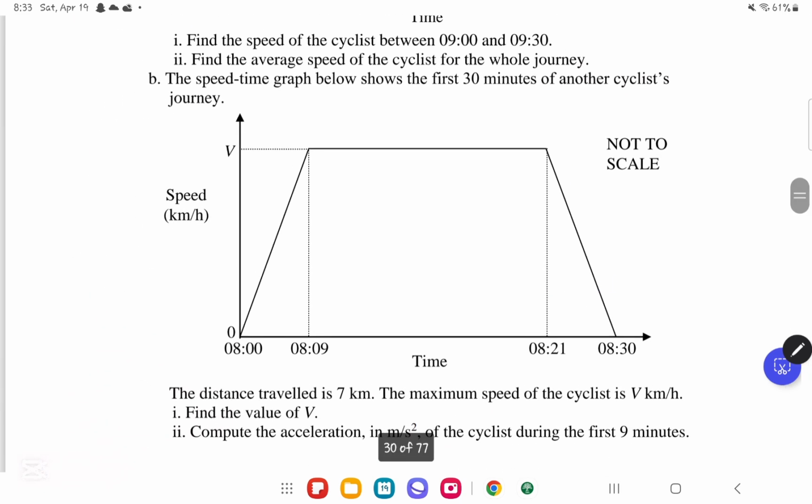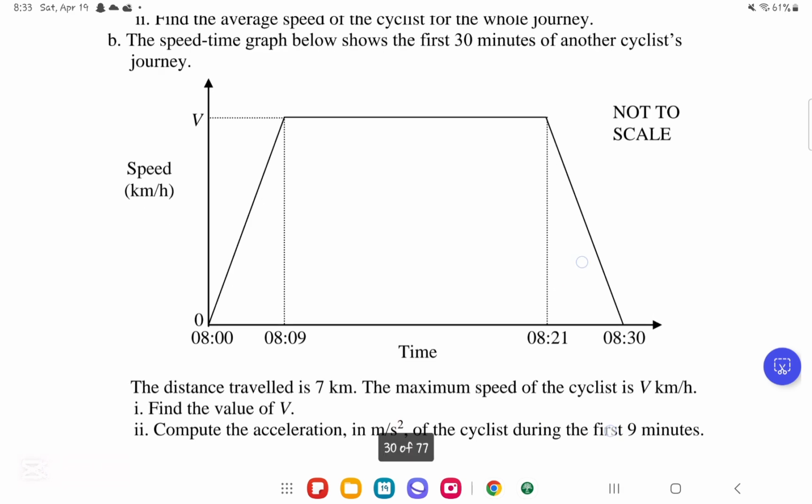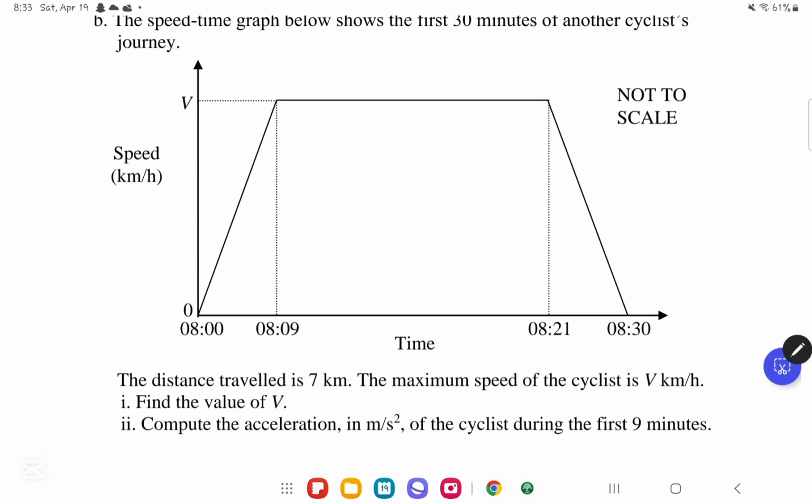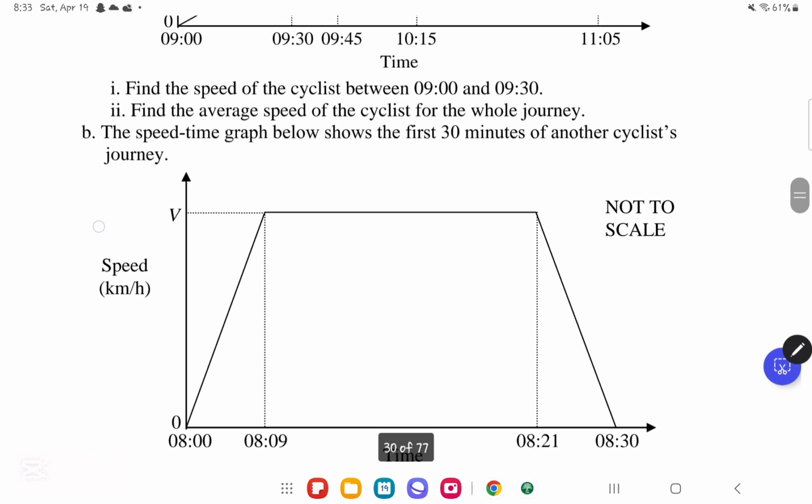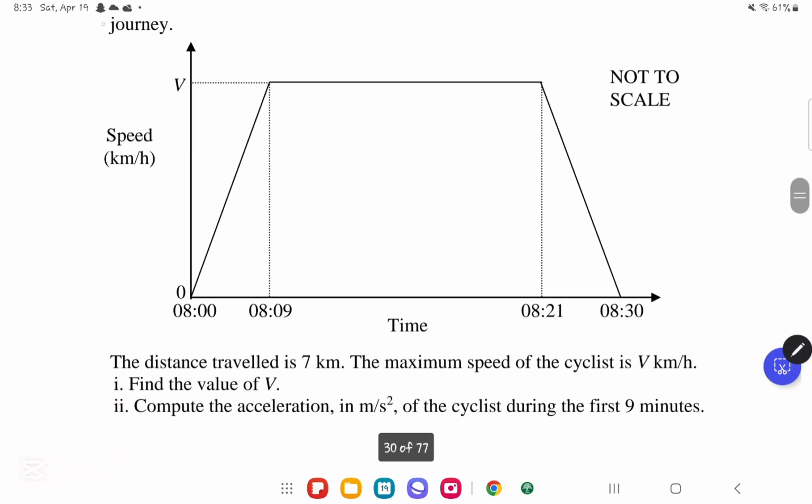The speed time graph below shows the first 30 minutes of another cyclist journey. Okay, the distance traveled is 7 kilometers. The maximum speed of the cyclist is v kilometers per hour. Find the value of v. To find that, we could play with areas. They need the maximum speed v. And they told us that the distance traveled is 7 kilometers. Distance traveled, this is what? This is the area of the graph.